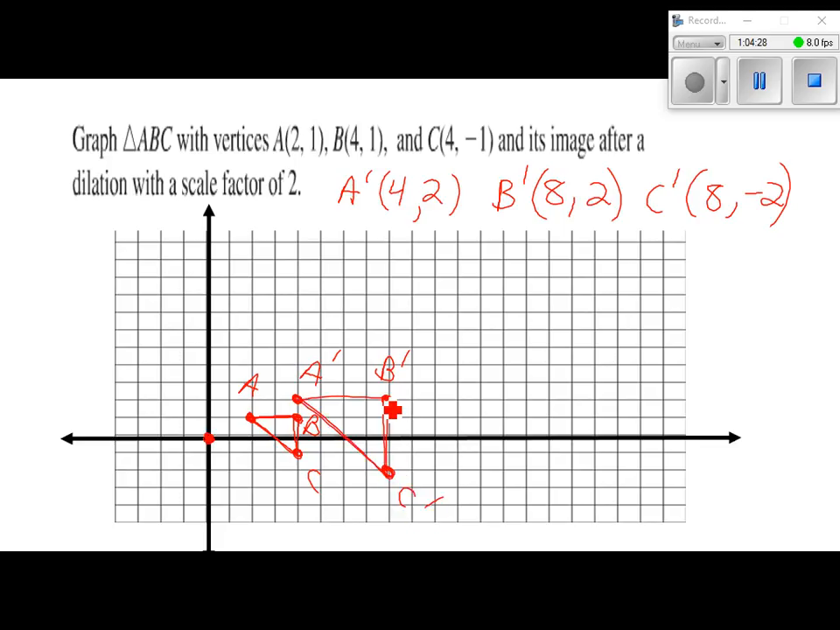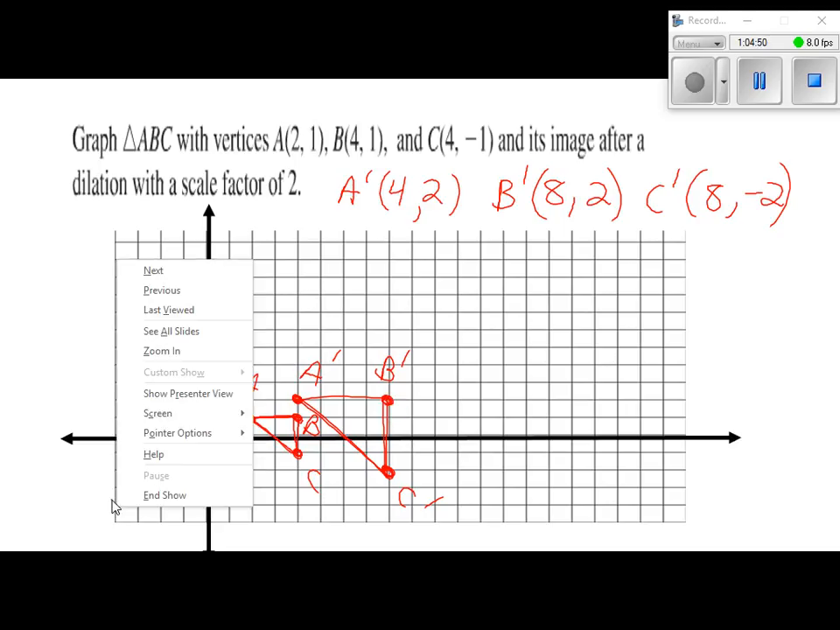Does that triangle look the same as the original triangle? Yeah, it just got bigger. Did it get closer or farther away from this center point? Farther away, didn't it? All right. Now, Chloe said she was looking at the other one. How can she make sure that she's not looking at the wrong one? The prime. All right, so that's all you're going to do if you're on a graph.